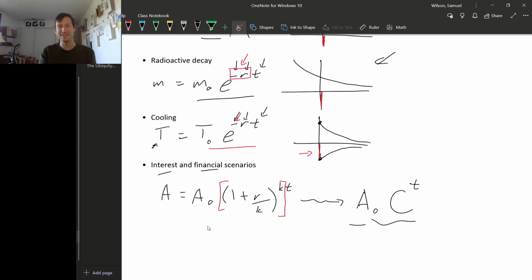Another way to write this is, if you have, say, continuous compounding, or if you relabel everything, then this looks like: the amount in your bank account at some future time is the amount at some previous time times e to some growth rate times t. And so again, we get an exponential situation. So what is it about all of these that make exponential growth show up so much?